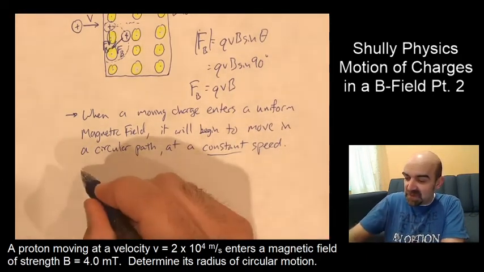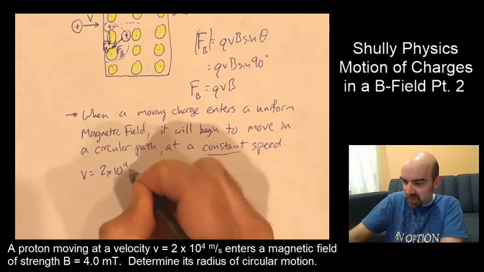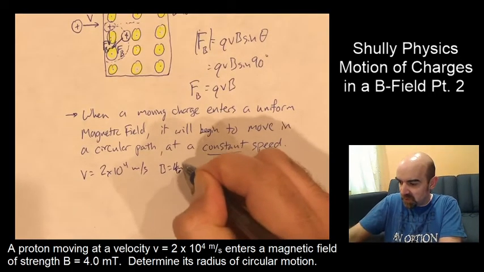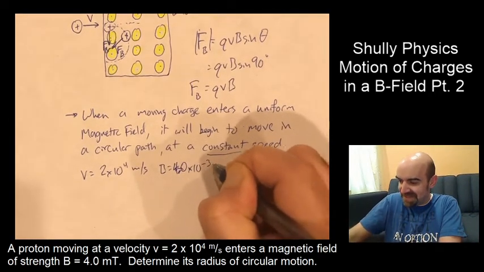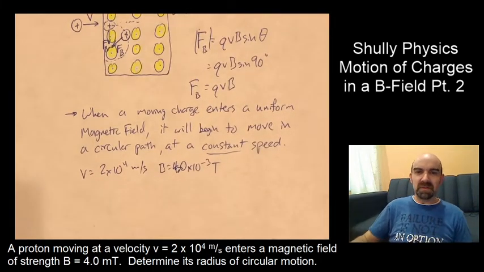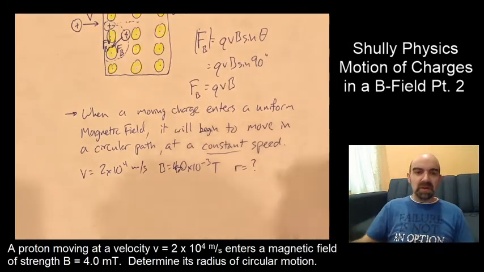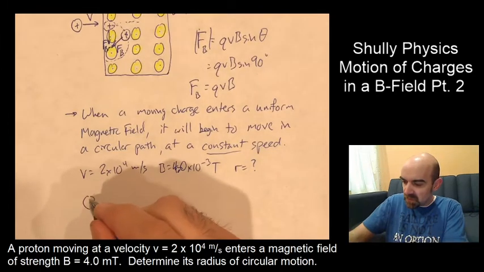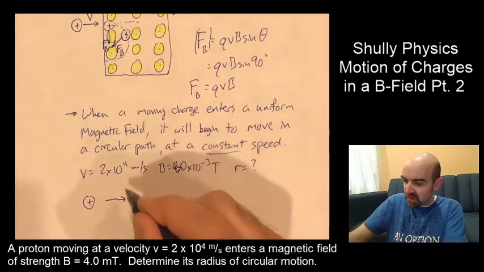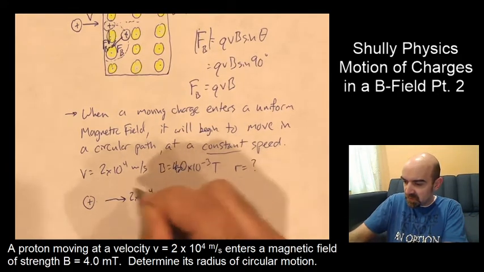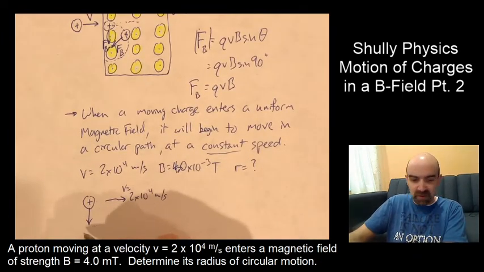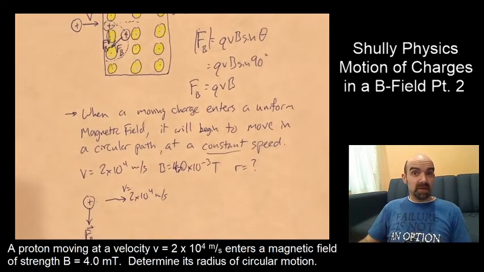Anyhow, so we have a v of 2 times 10 to the 4 meters per second, a magnetic field of 4 times 10 to the negative 3 teslas. Determine its radius of circular motion. Now that's a key right there. It's talking about circular motion. So if the velocity is in this direction, but the force, I'm drawing a force diagram here, is perpendicular to that direction. There it is. That's the scenario.